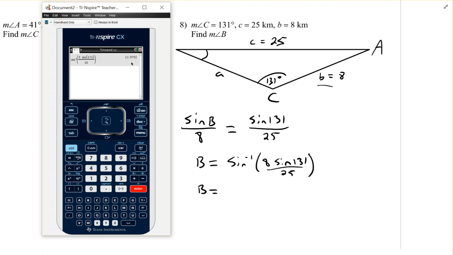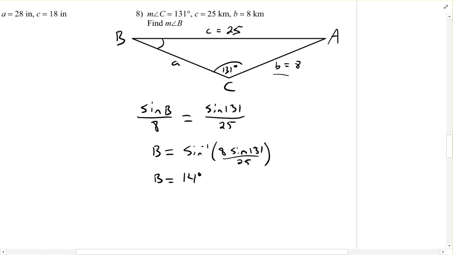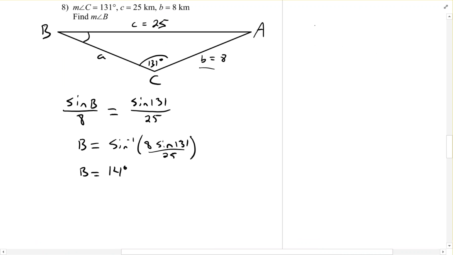So 13.9, so 14 degrees. Okay, so we're going to have B is equal to 14 degrees. But remember, whenever we find an angle, what did we really find? We found the reference angle.